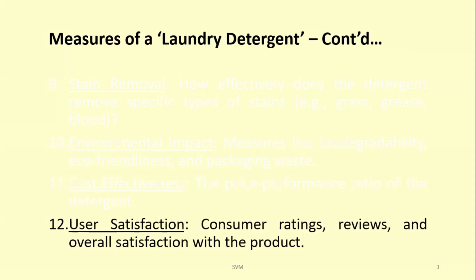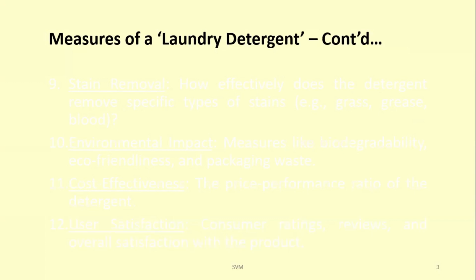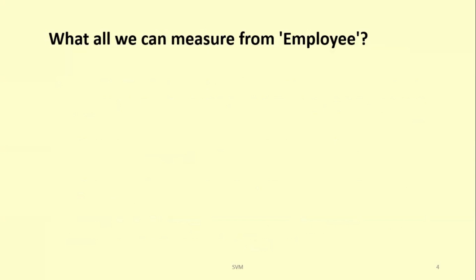User satisfaction means basically customer satisfaction. Consumer ratings, reviews, and overall satisfaction with the product can be measured. So these are various measures we can do for a laundry detergent. Let us move on to the next terminology, which is employee. We'll understand what all can be measured.